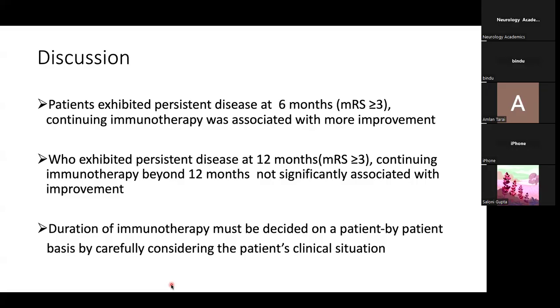Patients who exhibit persistent disease at 6 months, that is mRS more than 3, continuing immunotherapy was associated with more improvement. In those who exhibit persistent disease at 12 months, that is mRS more than 3, continuing immunotherapy beyond 12 months showed no significant improvement. The duration of immunotherapy must be decided on a patient-by-patient basis by carefully considering the patient.